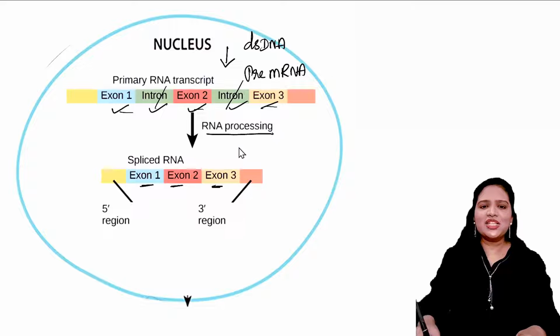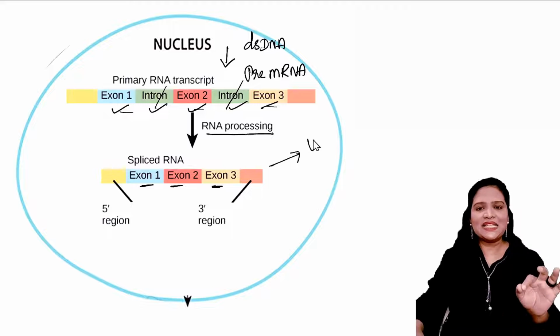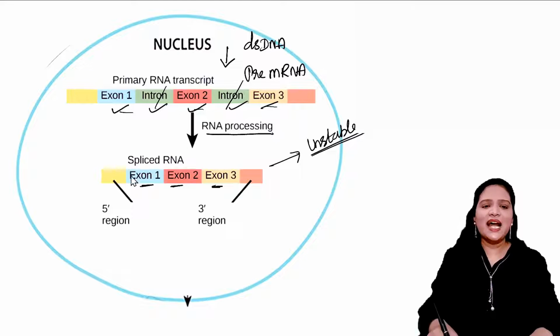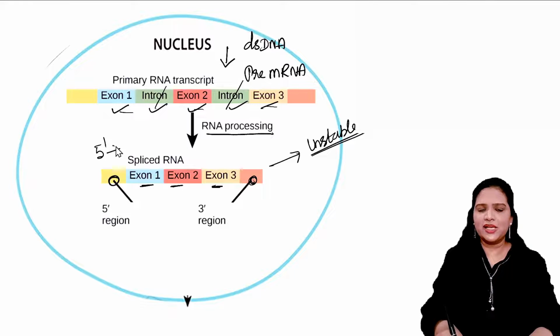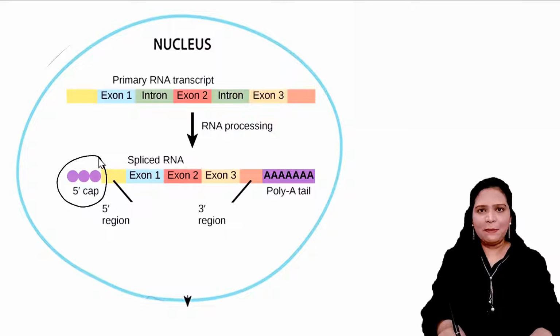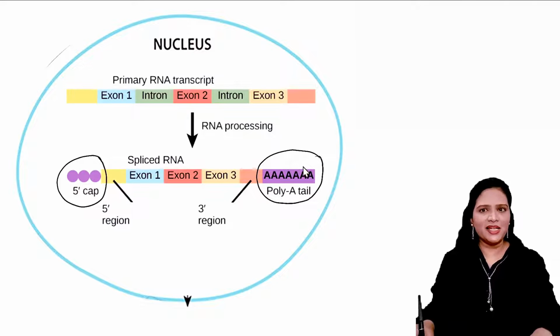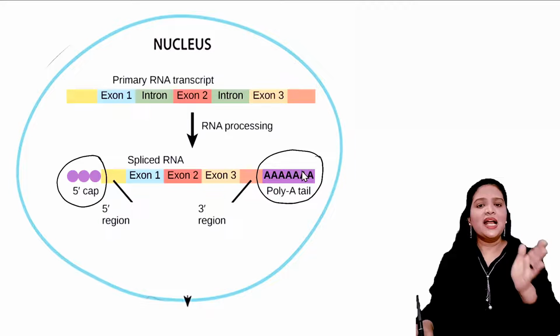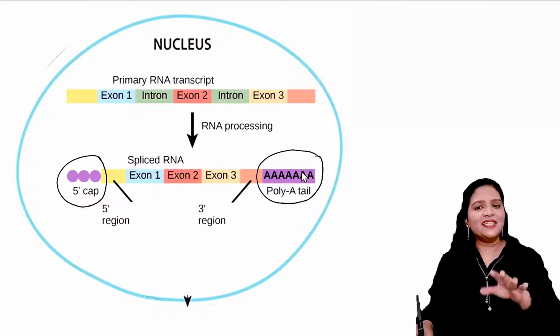Okay. So this structure is now the mRNA, but this is unstable. It has to be stabilized. So how is the stabilization done? That is at the 5' region and the 3' region. This is the 5' end of this nucleic acid. This is the 3' end. Okay. So at the 5' end, there will be a cap added. At the 3' end, a poly A tail will be added. So this is stabilized. That means the mRNA is stabilized by adding a cap at the 5' end and then a poly A tail at the 3' end.